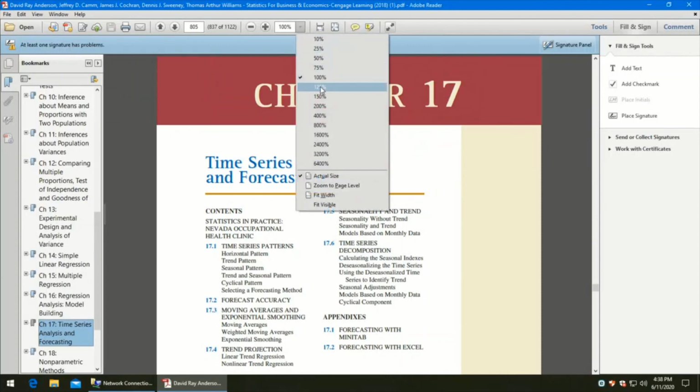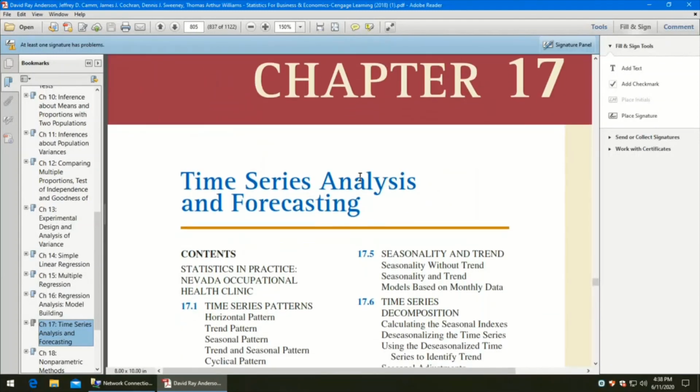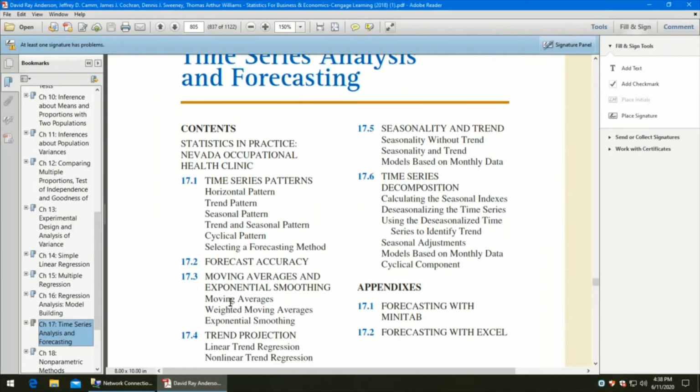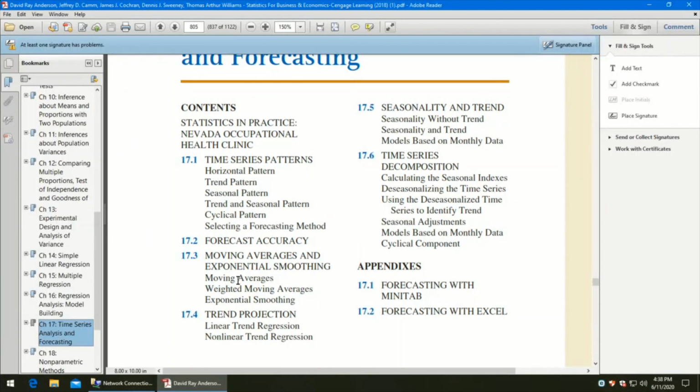Let's increase the percentage. You have to do section 17.1, time series horizontal patterns. It's just the graphs we've done. Graphs enough already, just seasonal patterns. But moving average, this is the concept of exponential smoothing that we did, section 17.3. You'll read that. And I would like you to at least look at 17.5 as well. So 17.1, 17.3, and 17.5.